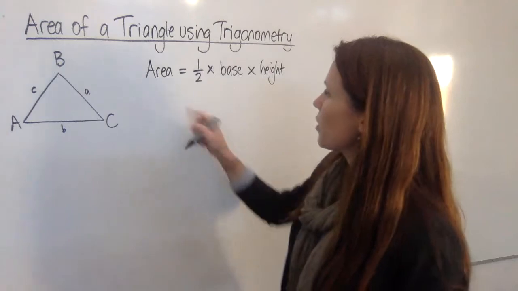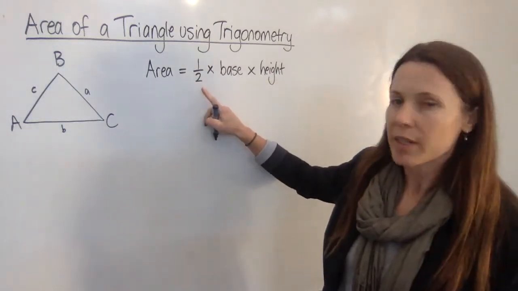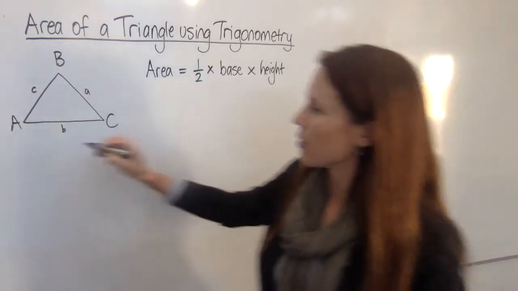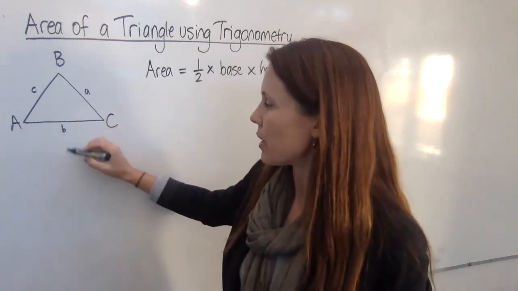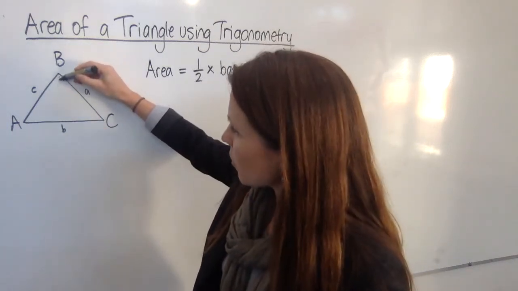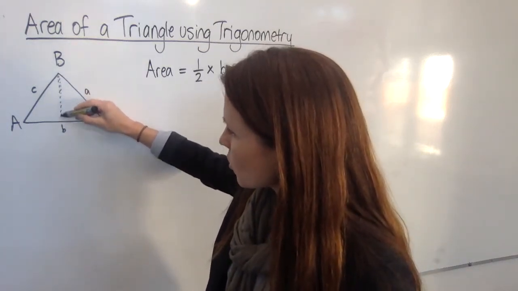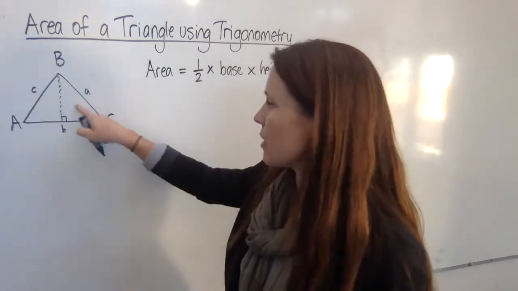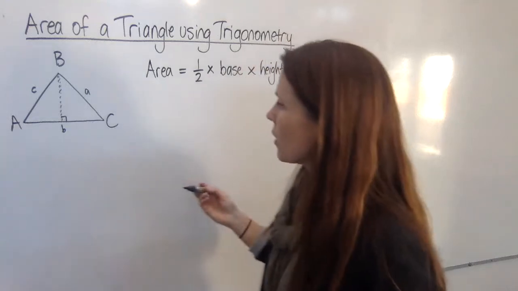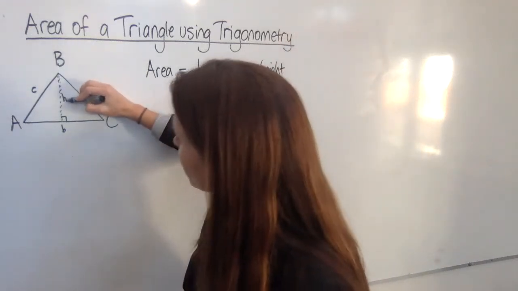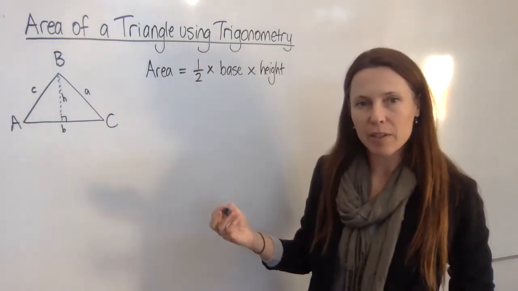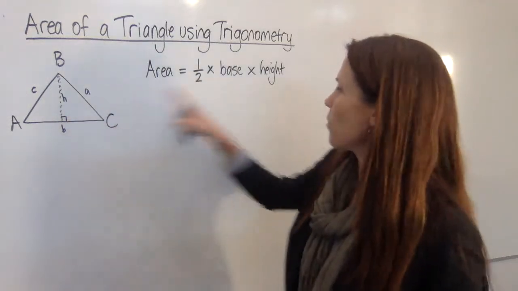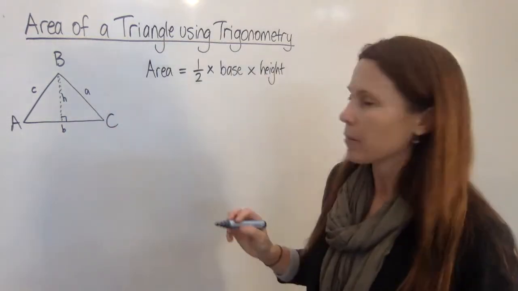So, what do we know already? Well, we know that the area of a triangle is half times the base times the height. Now we have the base here, let's call that B, but what we don't know is the vertical height. So if we drop a line straight down here, because this is not a right angled triangle, we can make it into two right angled triangles, and we call this H for height. We can come up with some expressions for H that will help us to use this formula.